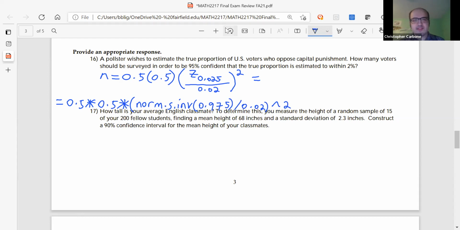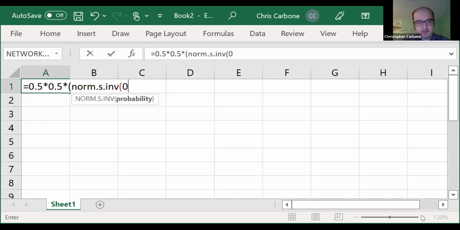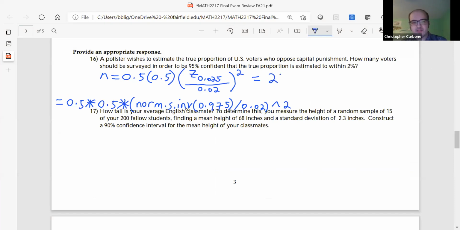So let me open this in Excel so we could see that out as a formula. So 0.5 times 0.5 times, in parentheses, we have that NORM.S.INV of 0.975 divided by 0.02, and we are going to square this value. And we get this, which we're going to round up to be 2,401.